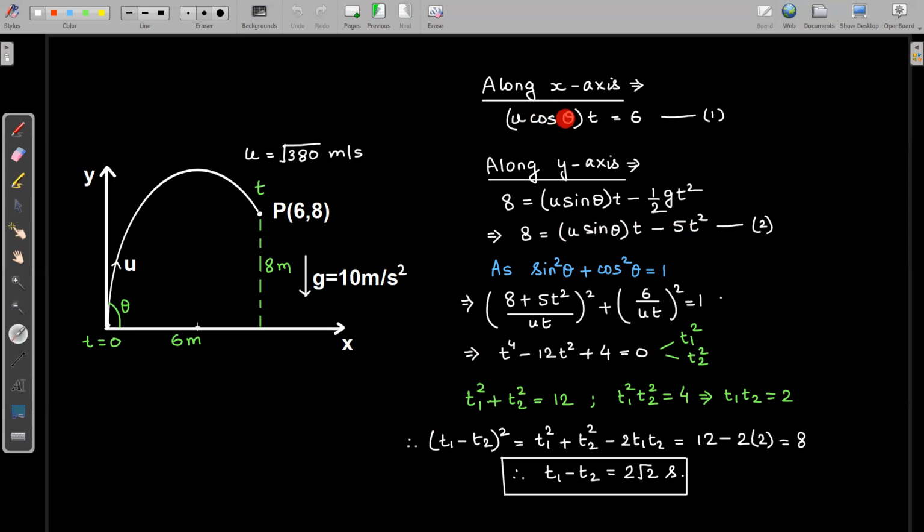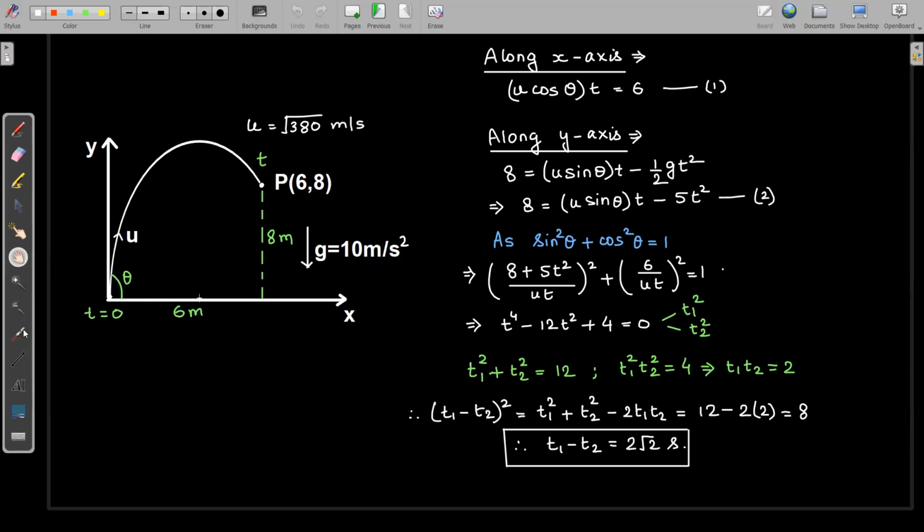Now from the first equation cos theta, from the second equation sine theta, and I'm using sine square theta plus cos square theta equal to 1. So we are replacing the value of sine theta from the second equation and the value of cos theta from the first equation. If you replace these two terms, you will end up with an equation only in time, which will be t power 4 minus 12 t square plus 4 equal to 0. In this equation, there is a term u, and we already know the value of u, which is under root of 380. So I have replaced the value of u over here, which is root 380. You can do this basic calculation and you end up with this particular equation.